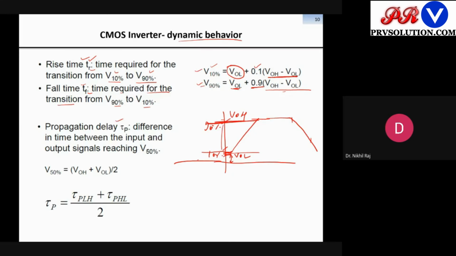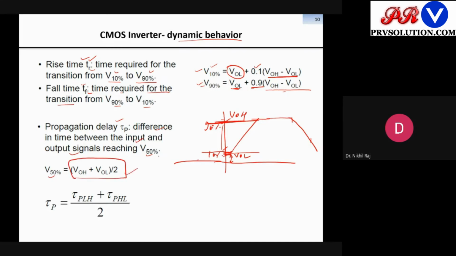Then comes the propagation delay. Propagation delay means when we give input, the output we take. So the time difference between the input and output is called the propagation delay. The definition is the time difference between input and output reaching 50%. It means propagation delay is measured with respect to the 50% transition. So what is V 50%? VH plus VL divided by 2.